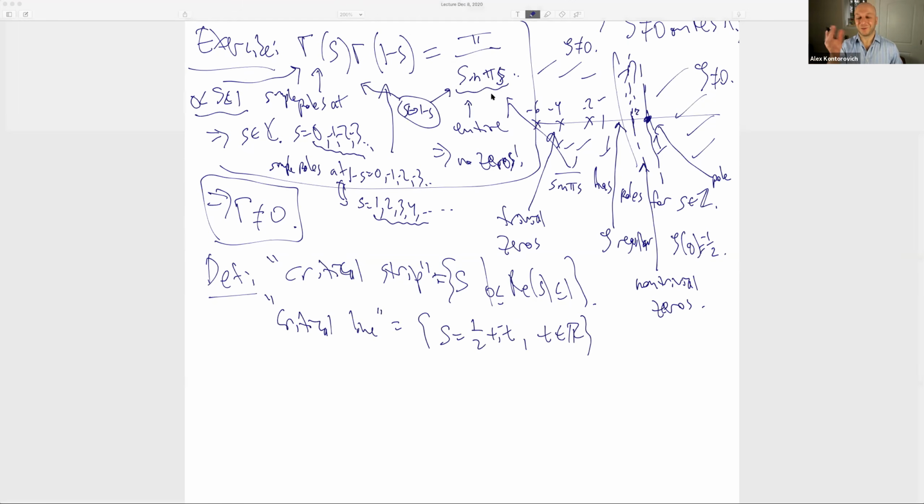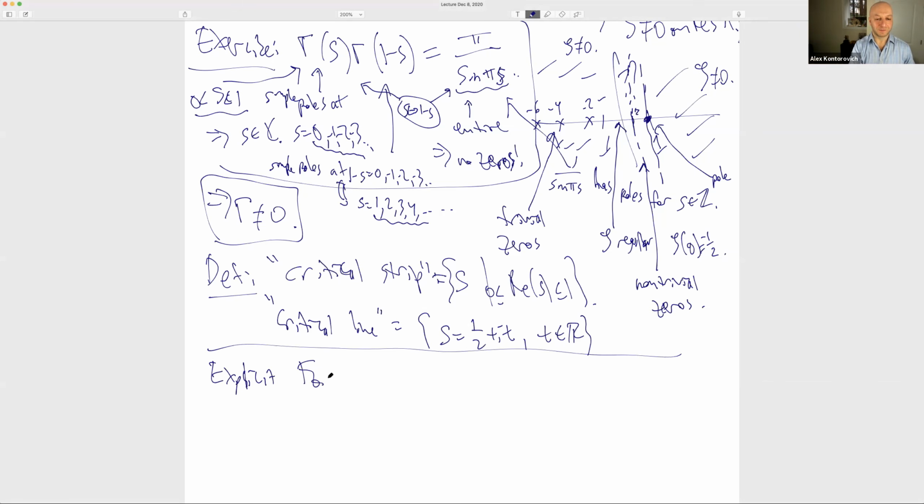Just because of the way sign works. But this side is invariant just because it's obvious, because it's symmetric in S, replacing S by 1 minus S. Okay, so the next thing we did was we computed the explicit formula.